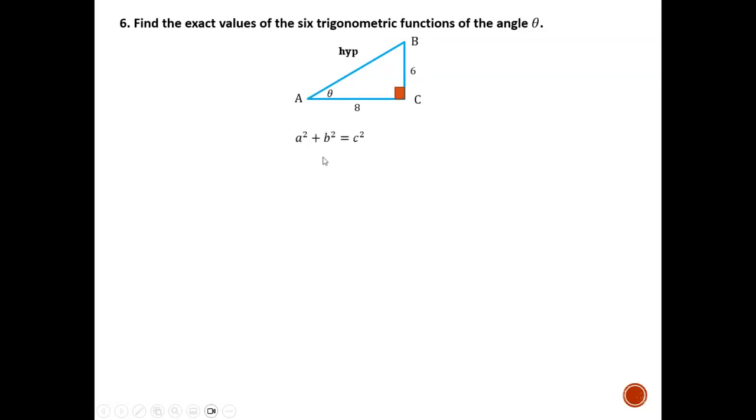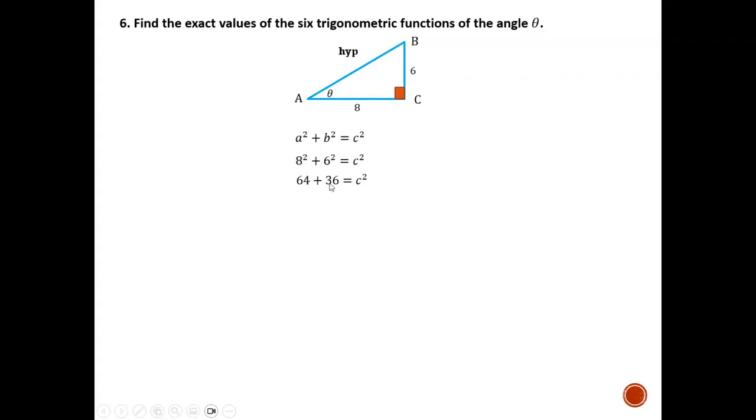So we're going to start with our Pythagorean theorem, and we are going to find that missing value. A squared plus b squared equals c squared. Pythagorean theorem, we're going to solve for our c squared in this case. 6 and 8 are the legs of the triangle, so that's our a and b value. So plug that in, 8 for a, 6 for b.